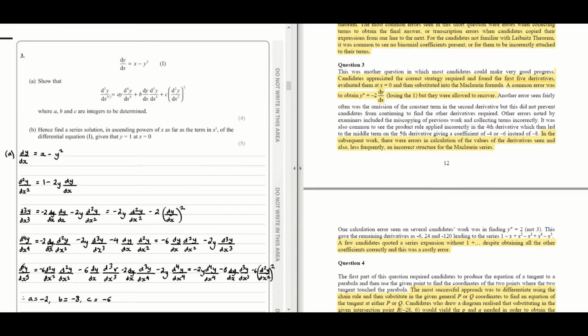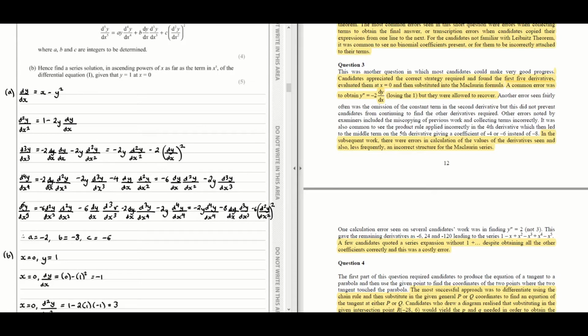Question 3, this was a pretty decent question. The first part was concerning finding the derivatives up to the fifth derivative, but the major errors were basically using the implicit differentiation sometimes, like over here, and collecting the terms together neatly, like so, and then over here using the chain rule as well. So those were the most common errors.